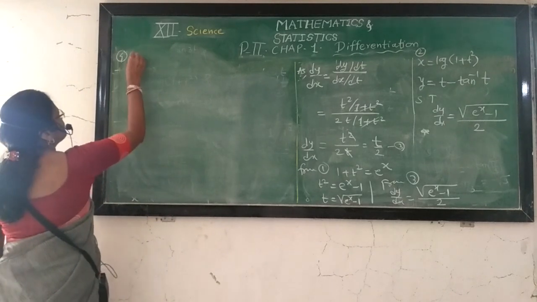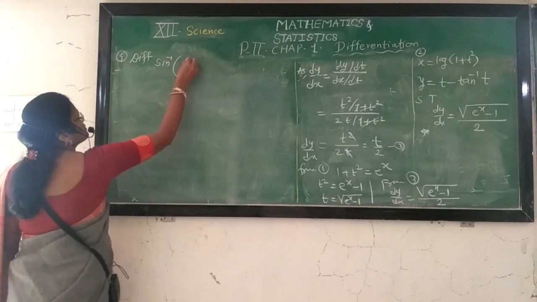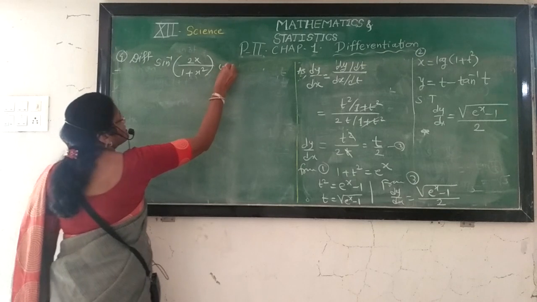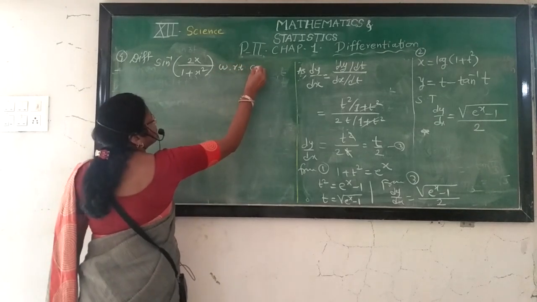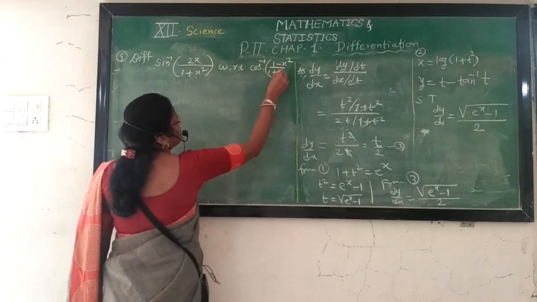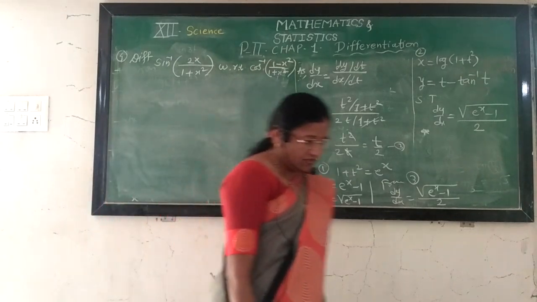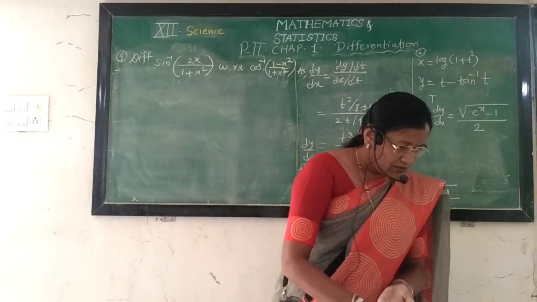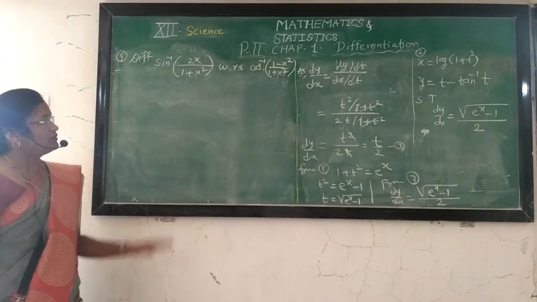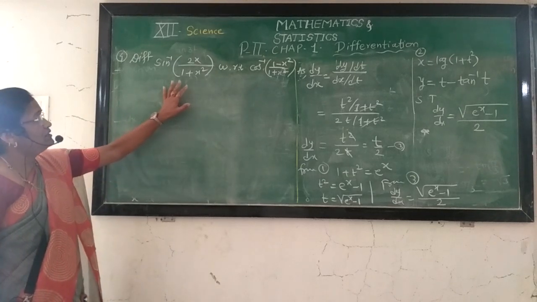Fourth example, differentiate sine inverse of 2x upon 1 plus x square with respect to cos inverse of 1 minus x square upon 1 plus x square. Differentiate sine inverse 2x upon 1 plus x square with respect to cos inverse 1 minus x square upon 1 plus x square. This is again very easy or important question.